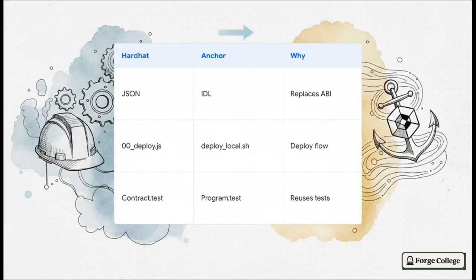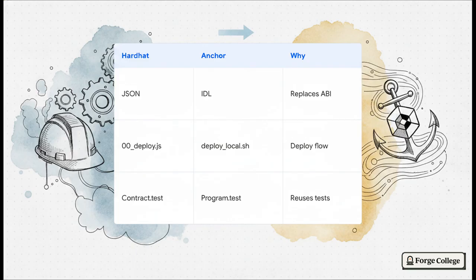Let's map your old EVM paths directly over to their new SVM equivalents. Look at that very first row. Your old Hardhat JSON artifacts? Those are now your Anchor IDL JSONs. And remember, the IDL completely replaces your old ABI for client code. It is the absolute authoritative schema for exactly how your client talks to your program.